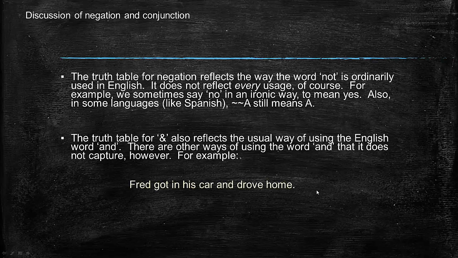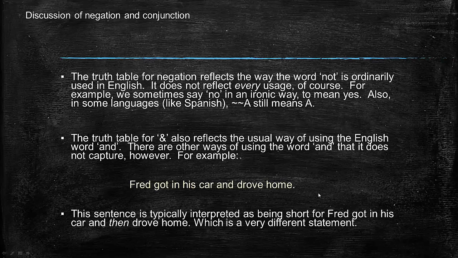Now the truth table for and also reflects the usual way of using the English word and. But there's other ways of using the word and too that it doesn't capture, and we're not trying to capture. So for example, when we say Fred got in his car and drove home, well, that typically means Fred got in his car and then drove home, then meaning afterwards, right? And that turns out to be a really complicated and very different statement. Our and doesn't have anything to do with the temporal, the time order of things at all.